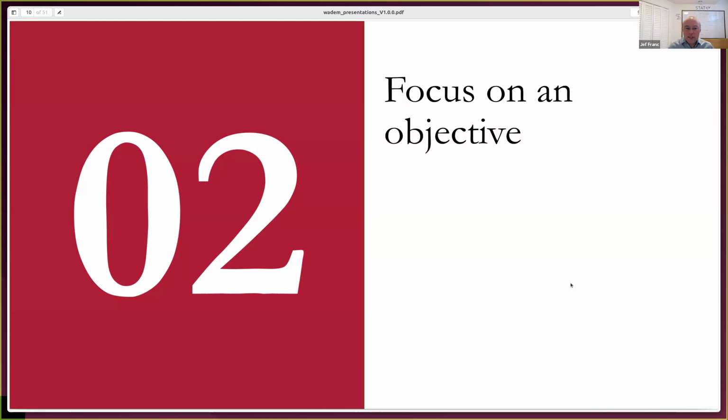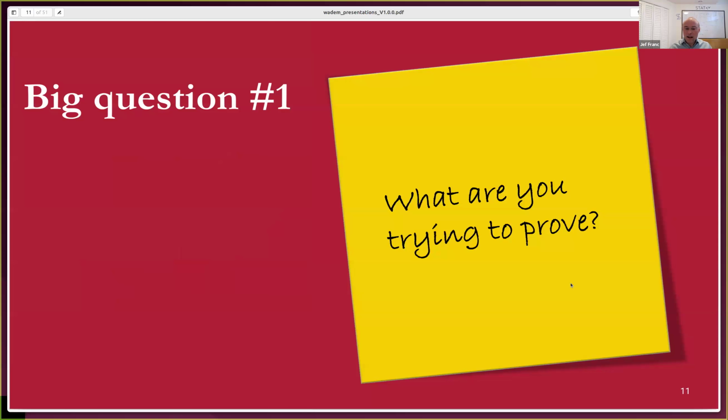Number 2, focus on an objective. The big question you want to ask yourself about these presentations is, what are you trying to prove? Okay, so you're going to have people's attention. If you have an oral presentation, you're going to have people's attention for maybe 8 minutes. If you have a poster, you might have people's attention for 1 minute. Okay, if you have 1 minute of someone's attention, what are you trying to prove?